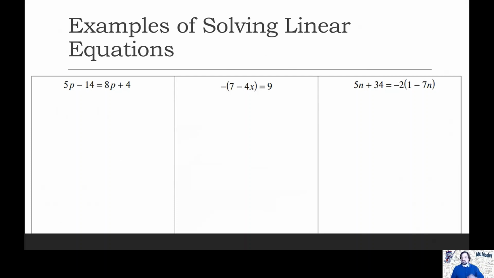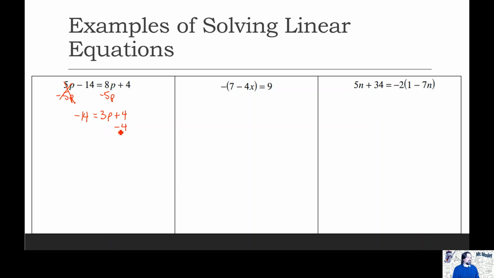Lastly, let's just do some extra examples just for funsies. All right. So let's start here with this first one. 5p minus 14 equals 8p plus 4. I have variables on both sides of the equal sign, so I need them on one side. So I'm actually going to do that first. I'm going to subtract 5p from each side. 5p minus 5p is 0, which leaves me with negative 14 equals 8 minus 5 is 3p plus 4.